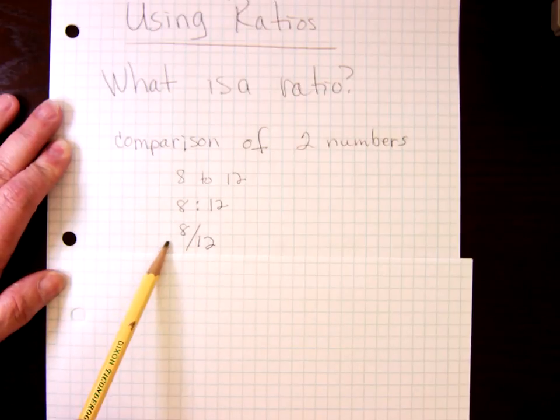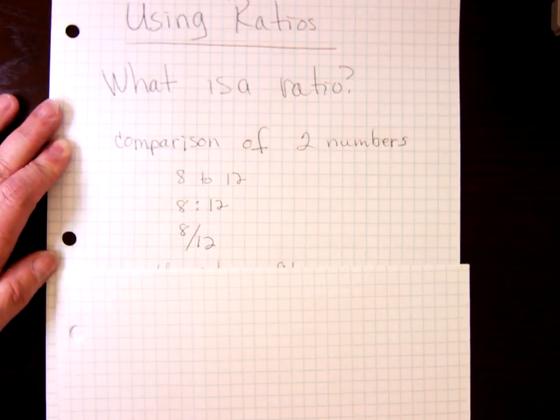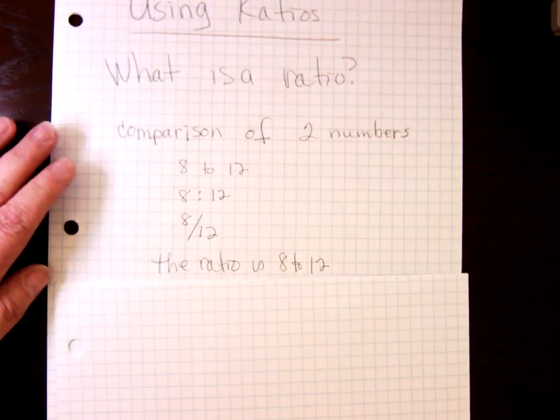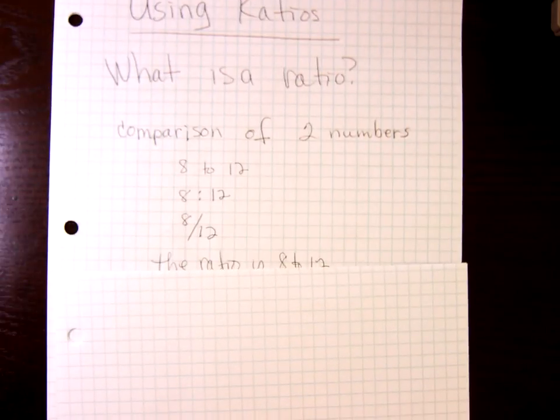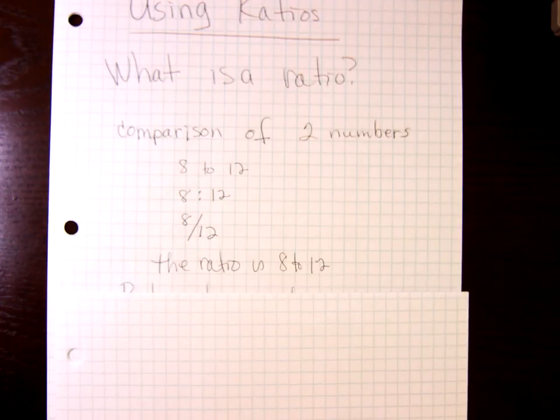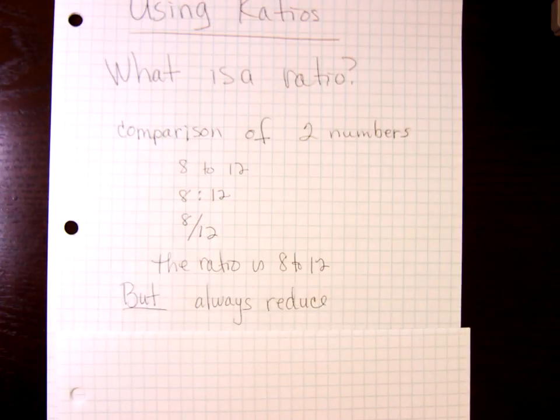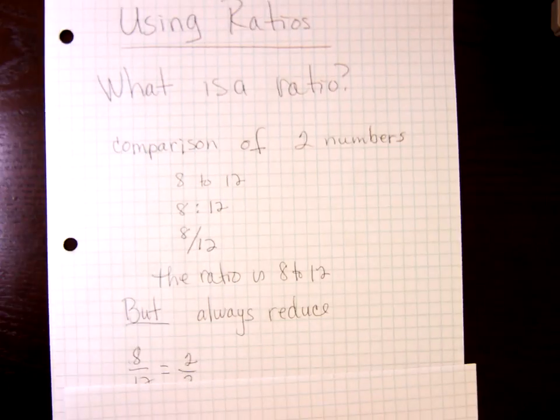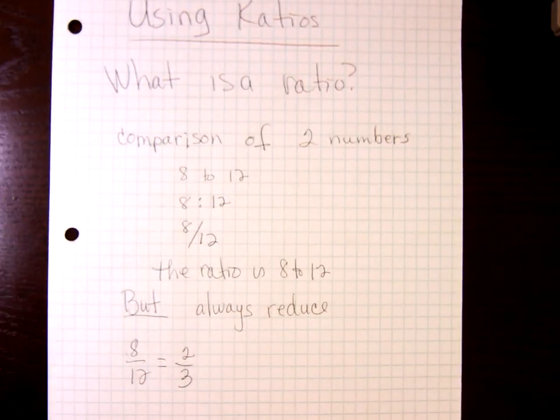Looks like a fraction, doesn't it? And the words we use to say this are the ratio is 8 to 12. However, we must always reduce. So this ratio is really 2 to 3.